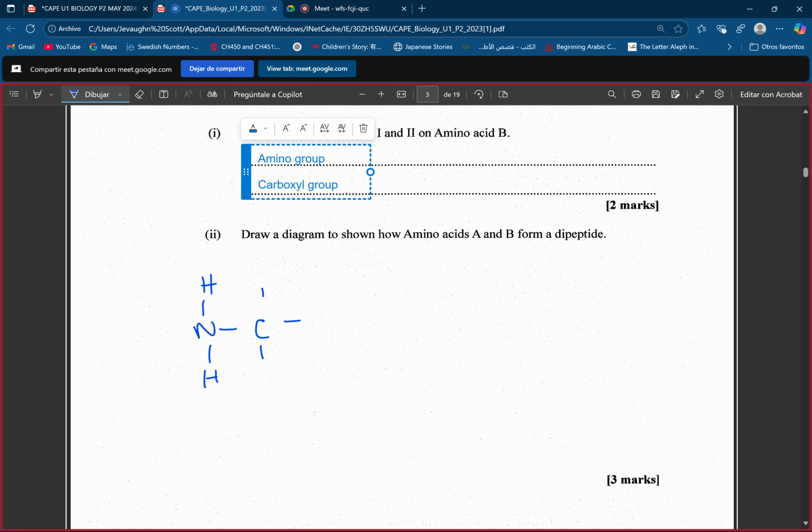How do you create that peptide bond? What's a peptide? It is an amide, right? So we just need to show an amide linkage.